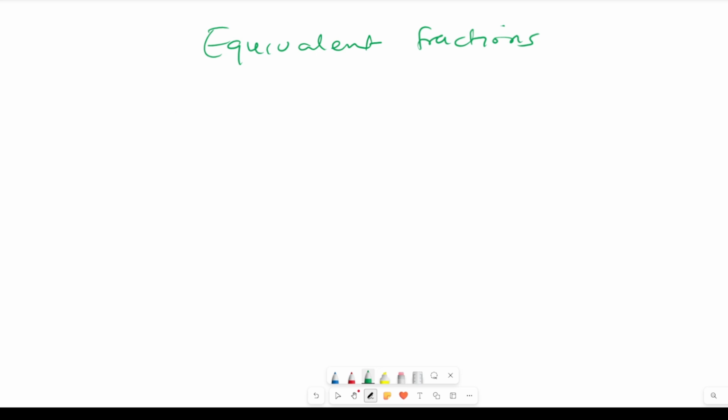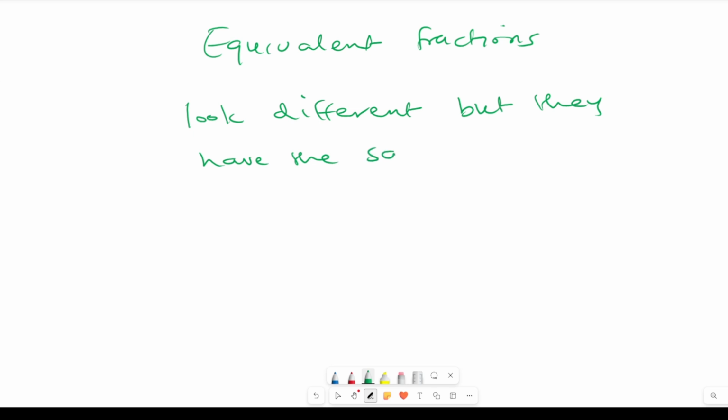So what are equivalent fractions? Equivalent fractions have the same magnitude. They have the same value. They look different, but when you drill down, they represent the same quantity. They look different because obviously they are made of different numbers, but they have the same value.